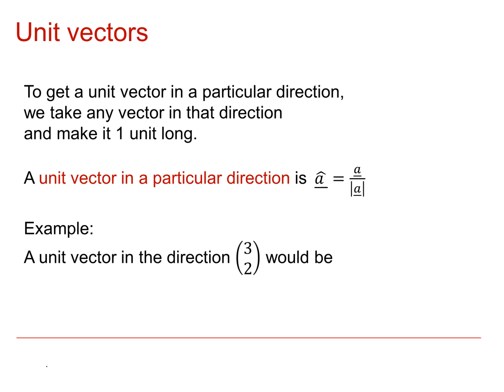Sometimes we want unit vectors in other directions. What we do is we take any vector in that direction and make it 1 unit long. We do that by dividing by its size. So the vector a divided by the size of the vector a will give us a unit vector. Here's an example with our vector (3, 2) again. We already know that the magnitude of this vector is root 13. So if I divide that vector by root 13, I'll have a vector of size 1. So 1 over root 13 times (3, 2).